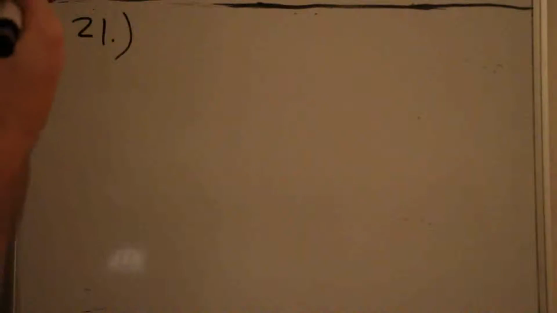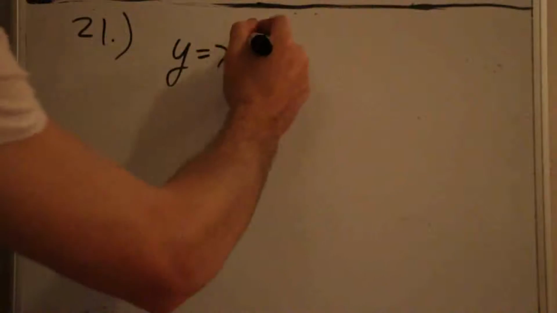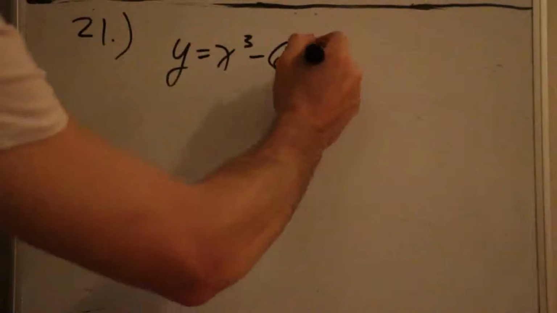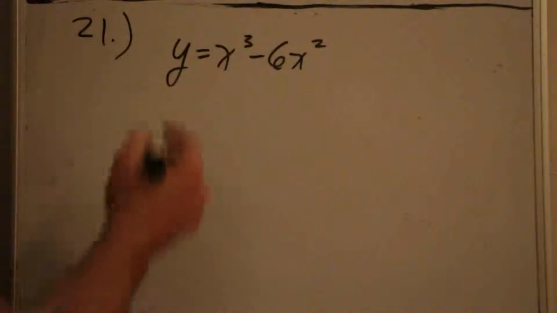Okay, number 21. An equation of the line tangent to the curve y equals x cubed minus 6x squared, at its point of inflection, is what? Tangent to the curve means it's going to have the same slope at its point of inflection. So I've got to find the inflection point. In order to find it, I have to do what?